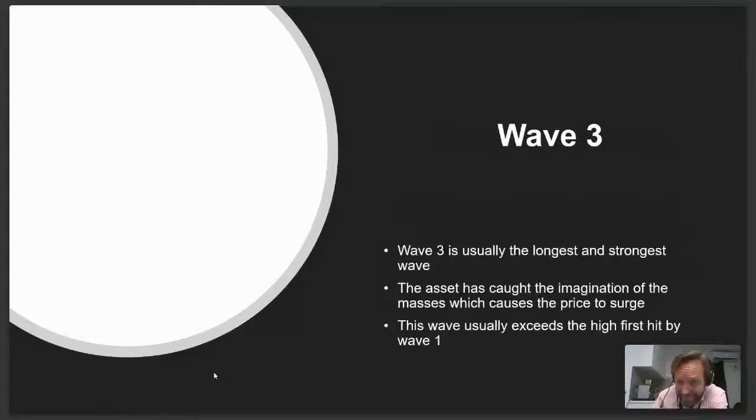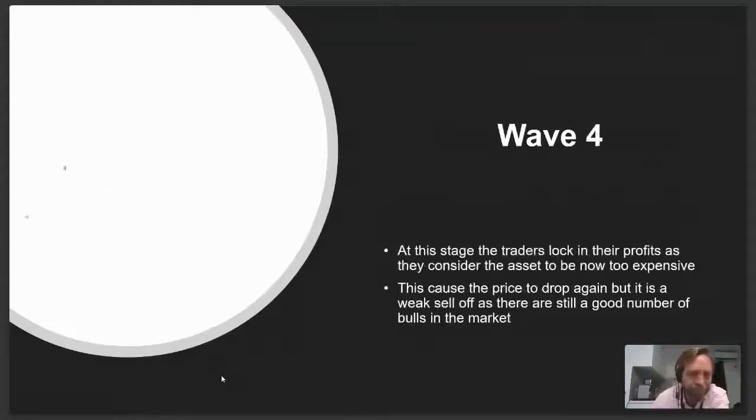Wave 3 is usually the longest and strongest wave. The asset at this point has caught the imagination of the masses and it causes the price to surge. And like I say, wave 3 usually exceeds the high first hit by wave 1. So there's wave 1, wave 2, and wave 3. As you can tell, it is a lot bigger wave. It's where the price really starts to surge and the masses start to jump in and buy in.